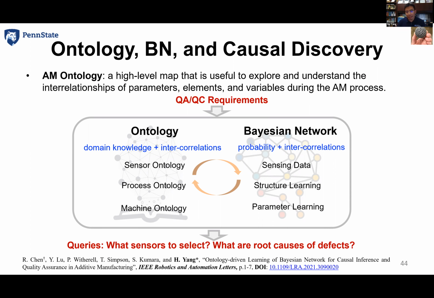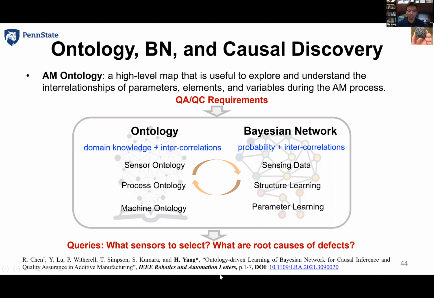But on the other hand, we have the Bayesian network. Bayesian network is data-driven. We study the probability and the interrelationships, and it can digest the sensing data. And then you learn the structure, learn the parameters. But how do you really intertwine or integrate both? For example, if you connect domain knowledge with Bayesian networks, that means you integrate domain knowledge with the machine learning method. Then you can answer questions such as what sensor to select, and what the root causes of defects are.